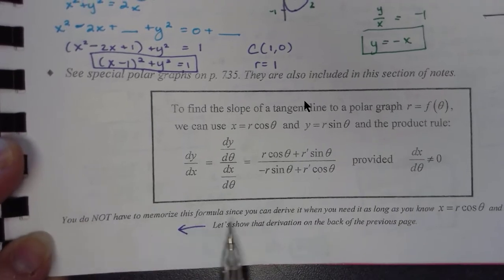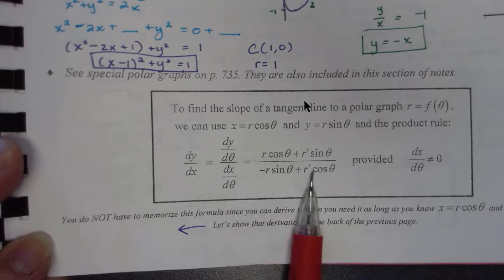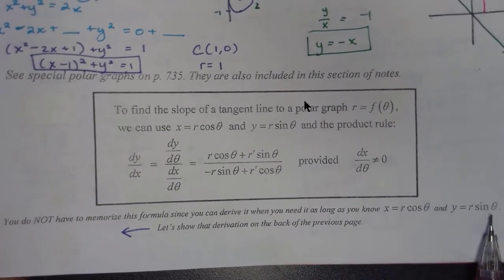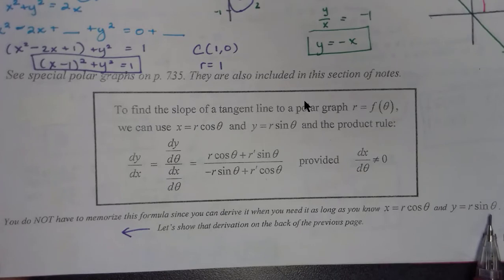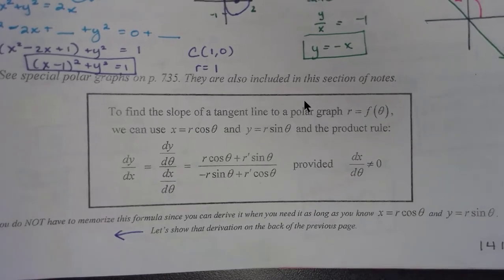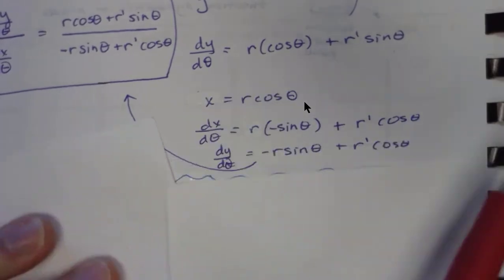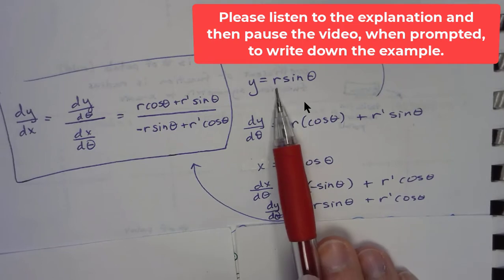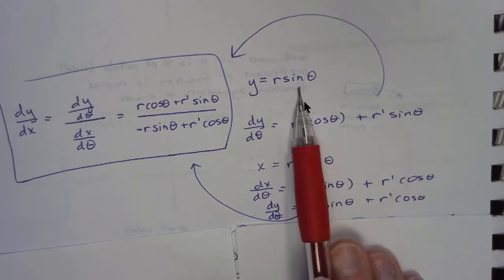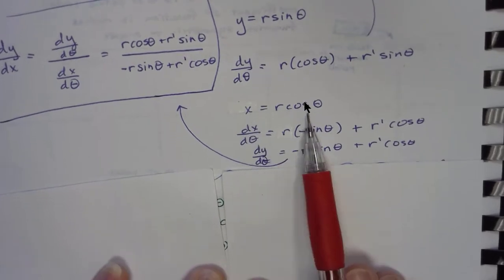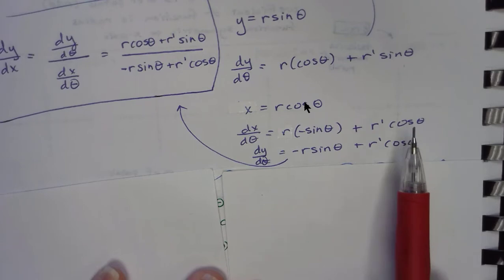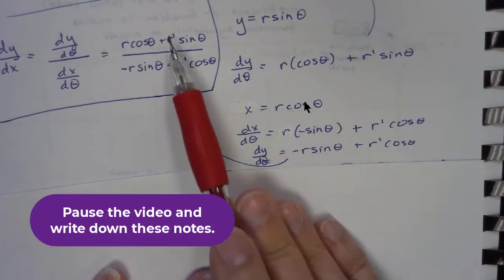Now, you don't have to memorize this formula because you can always derive it, as long as you know x equals r cosine theta and y equals r sine theta. Now I'm going to show you that work a little more specifically. Here is y equals r sine theta, dy d theta: r times the derivative of sine plus sine times the derivative of r. Here is x equals r cosine theta, dx d theta: r times the derivative of cosine plus cosine times the derivative of r. This goes on top, this goes on bottom.